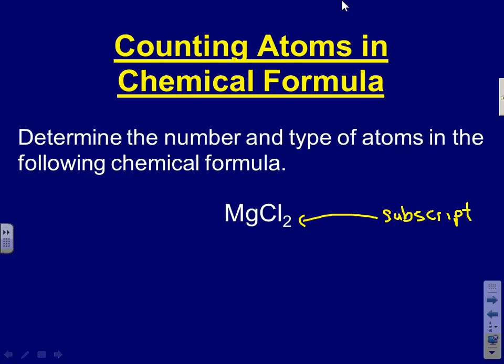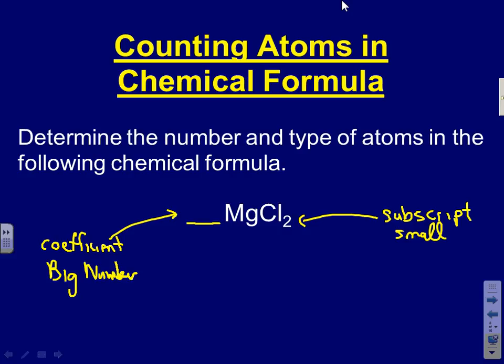Now there's a second number that we also have when it comes to balanced chemical equations. And there's a big number that we put in front of the chemical equation, which we call the coefficient. Now in this case, notice that there is no coefficient. Again, it means that there's 1. So the subscript is the small number, and here we have what is called the coefficient, and it's the big number, all right? And again, notice that there isn't a coefficient in front of this, which means that there's only one of them.